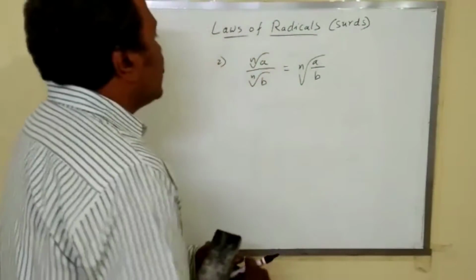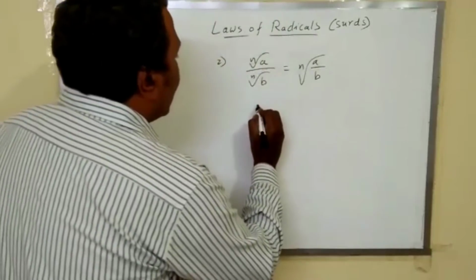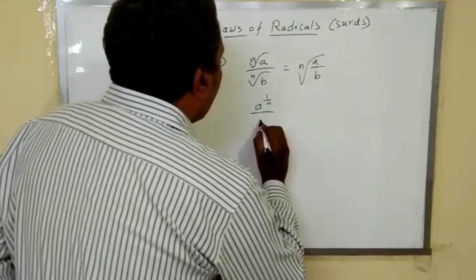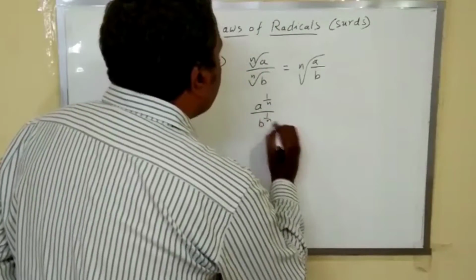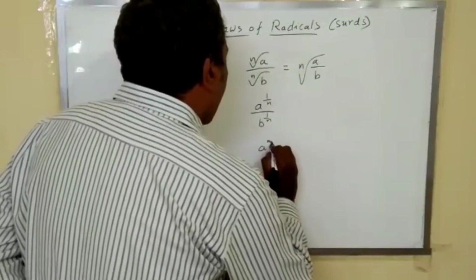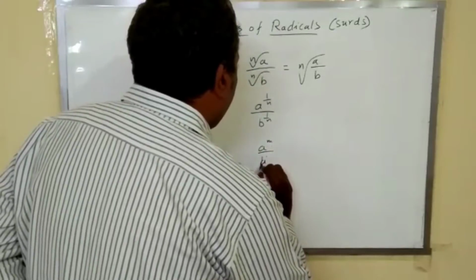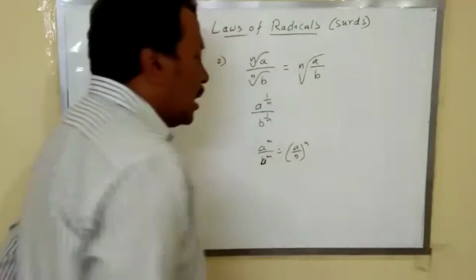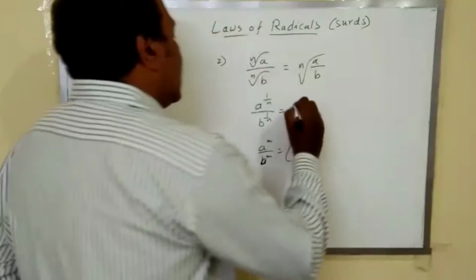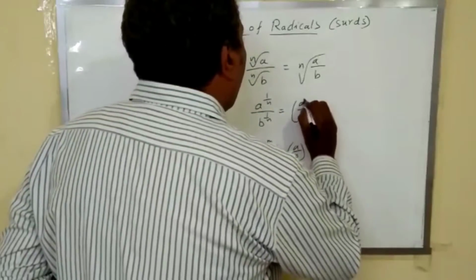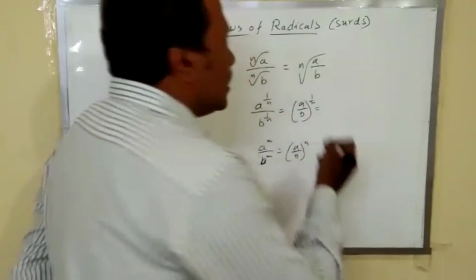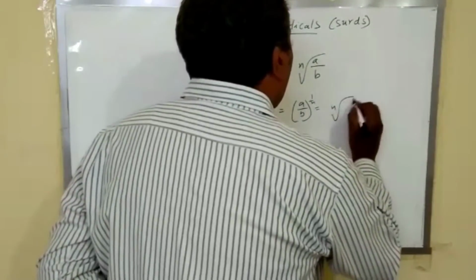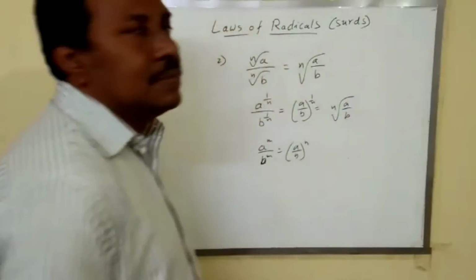So write this in exponential form. Nth root of a is equal to a power 1 by n, by nth root of b can be written as b power 1 by n. So this is in the form of a power n by b power n is equal to a by b whole power n. According to this, it can be written as a by b whole power 1 by n. So this is the exponential form. Convert this into surd form. Naturally, nth root of a by b. Okay.